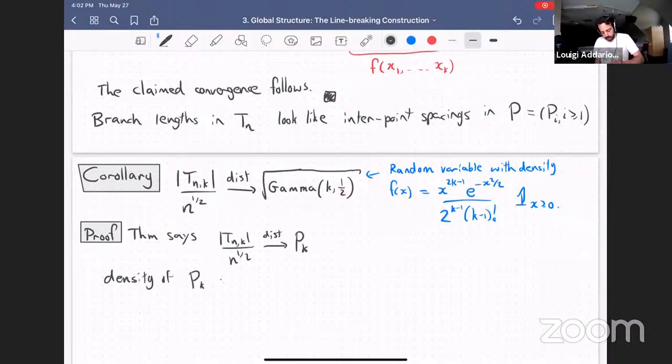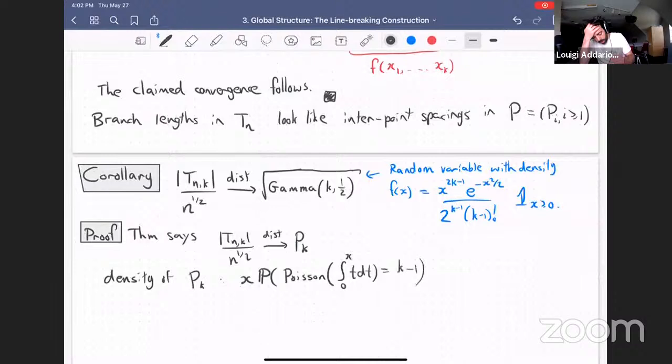Right, so that's what we're asked. If we want pk to be around x, then that's saying there should be a point at x, and that occurs with rate x in the Poisson process, and then we should have that the Poisson process has k minus 1 points up to that time. So the integral from 0 to x of t dt should be k minus 1.